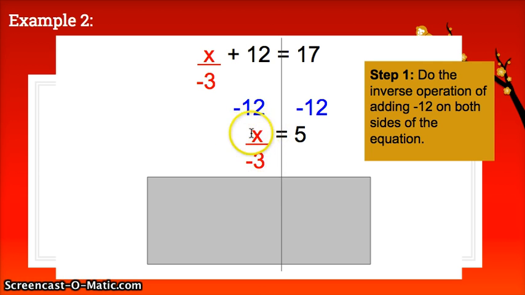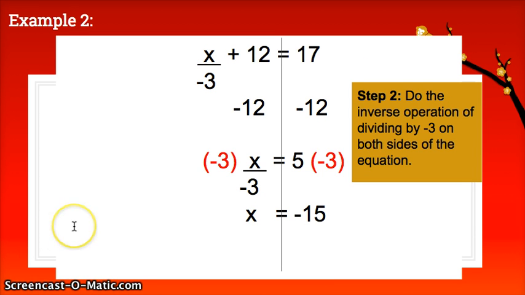Now I have left only division. So I'm going to do the inverse of dividing by negative 3. The inverse of dividing by negative 3 is multiplying by negative 3. And then what I do to one side, I must do to the other. Here, the negative 3's cancel out. I'm left with positive x. And on the right-hand side, 5 times negative 3 is negative 15.